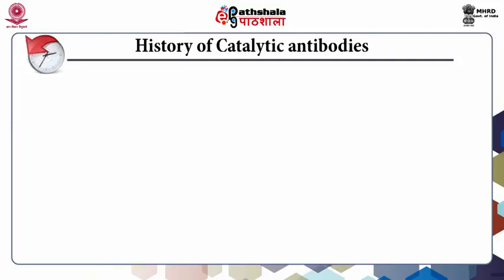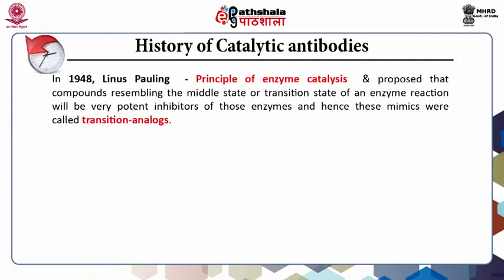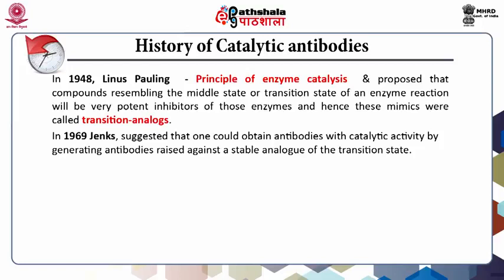A peep into the history of catalytic antibodies takes us back to 1948, where Linus Pauling gave the principle of enzyme catalysis and proposed that the compounds resembling the middle state or transition state of an enzyme reaction will be very potent inhibitors of those enzymes, and hence these mimics are termed transition analogues. In 1969, it was Jenks who suggested that one could obtain antibodies with catalytic activity by generating antibodies raised against a stable analog of the transition state.